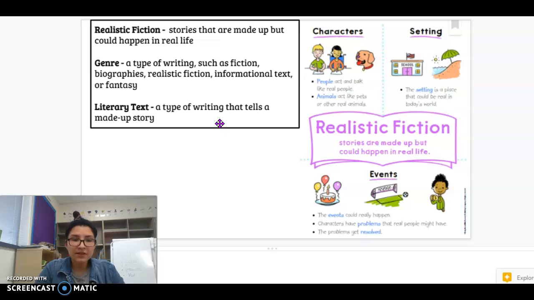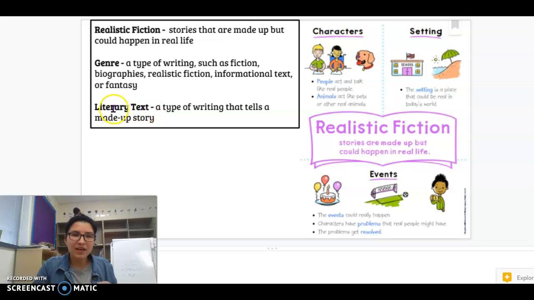Since a realistic fiction story is made up, it is a literary text. I know that seems kind of confusing, so let's say it again. Realistic fiction stories are made up. So what that means is the stories that we are going to be reading this week, they're an example of literary text, because literary text is a type of writing that tells a made-up story. Does realistic fiction tell made-up stories? Yes, so it's a type of literary text.